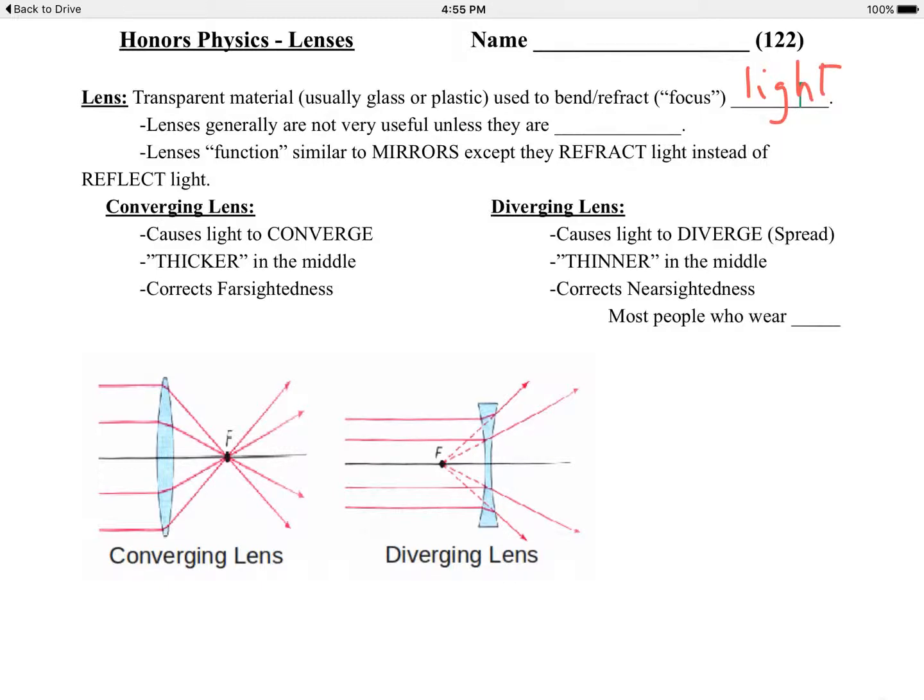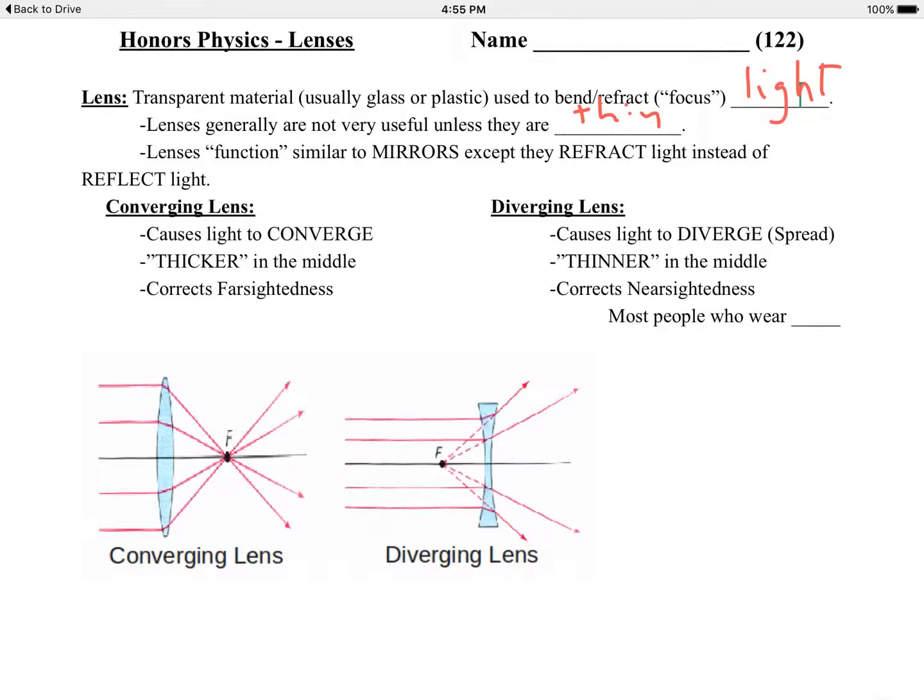Lenses generally are not very useful unless they are thin. Thick lenses don't work real well. I mean, they can work, but they have some problems. We'll talk about that later. They function very similar to how mirrors worked, except they bend or refract light instead of reflecting light.